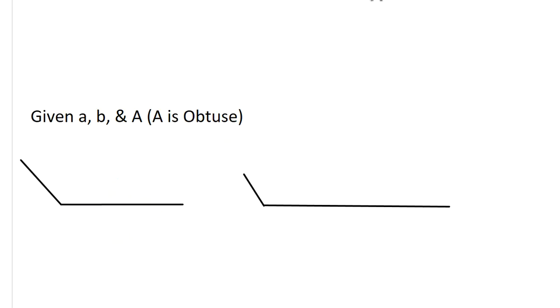Now, another thing that could happen is if we're given side-side angle and A is obtuse, and we'll say that this is angle A right here, 2 different situations could occur. The first one is similar to the one that we saw before, is that A just would be too short and it wouldn't be able to form a triangle at all, so it would result in 0 triangles.